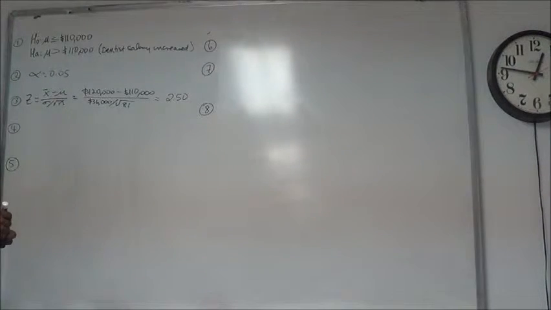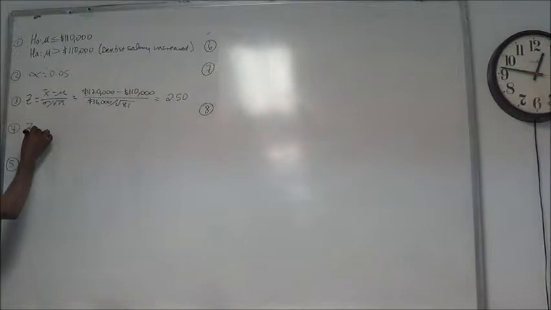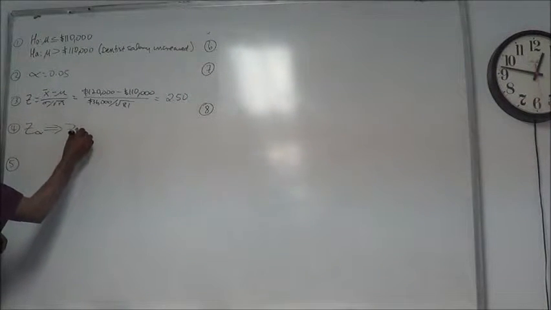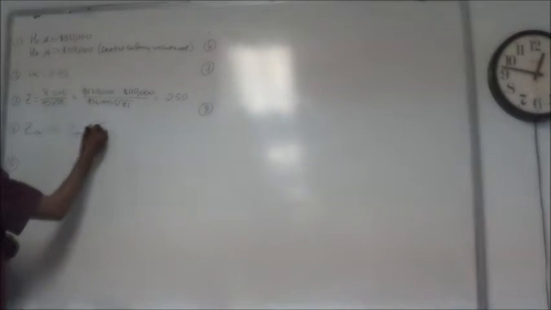Okay. So we're looking for Z to the alpha. Do we need to divide alpha by 2? No, we tested one side. Just one side. So Z to the alpha, so the Z to the 0.05. So Z to the 0.05 is what?